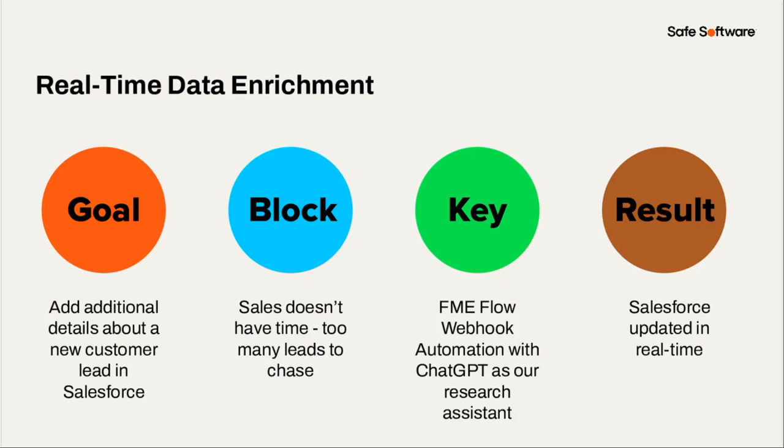Where's their headquarters, etc. So in this case, we'll be playing, say, a sales lead, or a sales team member, putting a lead into Salesforce. And our blocker is, we just don't have time. We're chasing leads. We don't have time to research every company. So we want to let OpenAI do some of that work for us. And the key, of course, will be an FME Flow webhook automation. And we'll use OpenAI's ChatGPT as our research assistant. And we'll see that Salesforce gets updated in near real time.